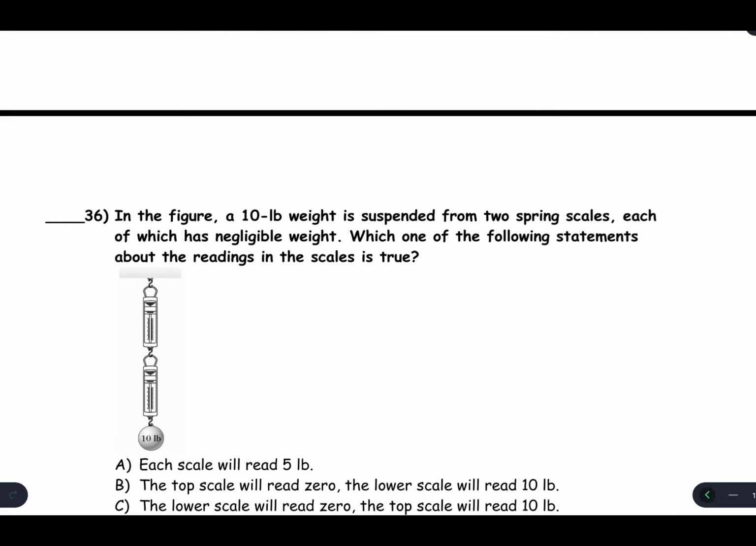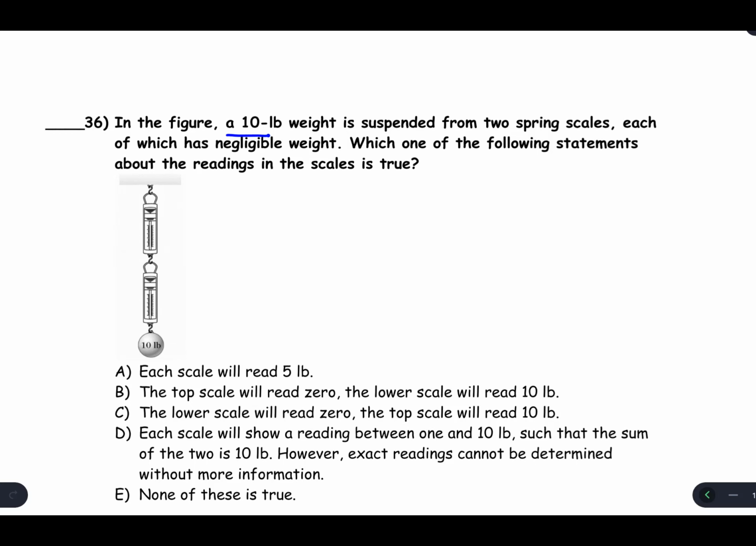Let's solve the next. In the figure, a 10-pound weight is suspended from two spring scales, each of which has negligible weight. This is important information. It doesn't have weight. Which one of the following statements about the reading on the scales is true? This one reads 10 pounds, and the other also reads 10 pounds because the tension in the wire is the same.